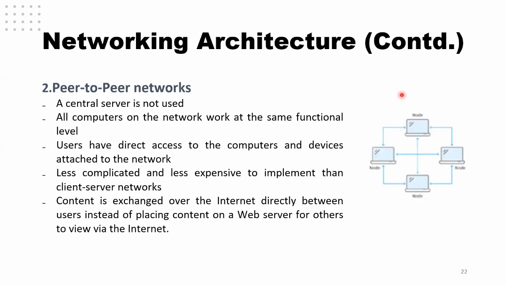And then there is another kind of networking architecture which we call peer-to-peer networks, where a central server is not present. All computers in the network work at the same functional level. One computer connects with the other computer. So users have direct access to computers and devices attached to the network. These are less complicated and less expensive to implement than a client-server network. Content is exchanged over the internet directly between users without going through a server.